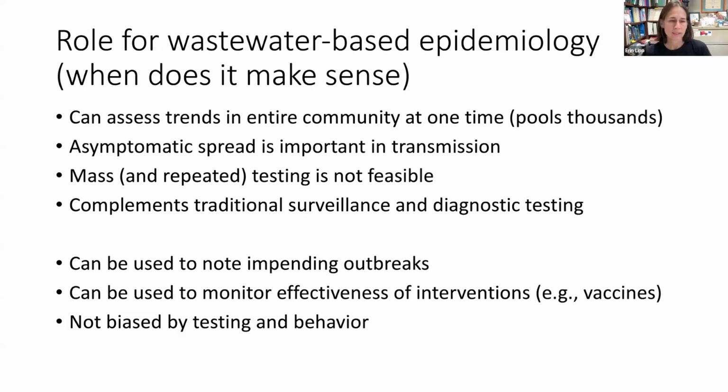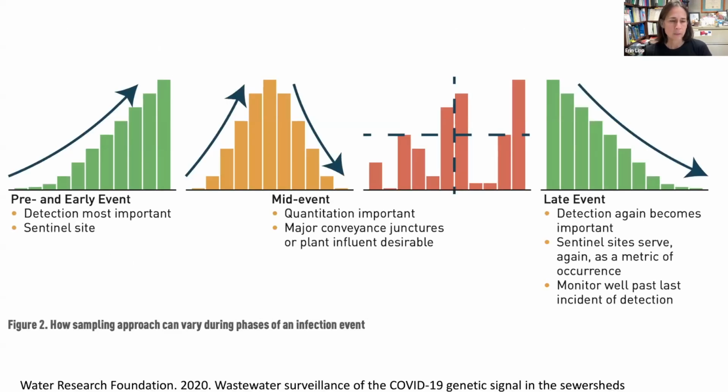One of the important things is, again, everybody who's flushing or contributing to that wastewater treatment system is giving a sample. So it's not biased by testing or test-seeking behavior. And this was work that was done by the Water Research Foundation early in the pandemic, just to give an idea of when you would use this type of sampling. So if you are early, you're looking for an emerging thing, or you think that a wave of a particular infectious disease is coming, you could look at sentinel sites.